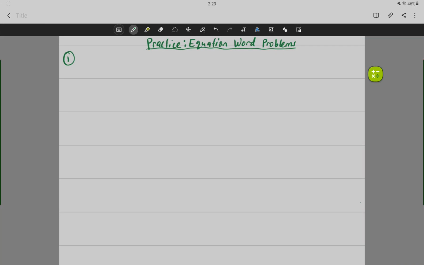This is the practice equation word problems. Okay, so number one says Mo wants to save $260 to buy decorations for his room. He starts with $26 and earns $9 per hour. So we have to figure out how many hours he has to work to reach his goal.